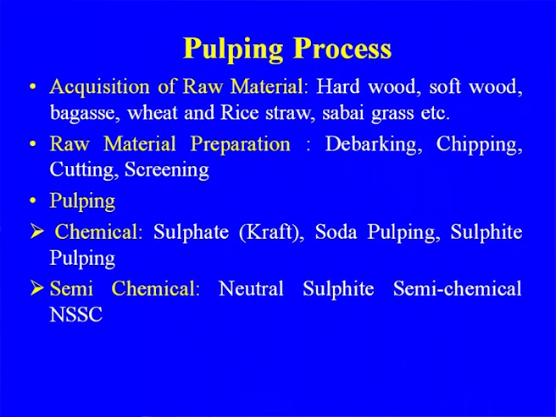So, these are the pulping processes. Already we discussed what the pulping processes are and the various stages involved. I will go very quickly over the acquisition of raw material, preparation, and pulping. These are some of the processes that we use in pulping and bleaching.